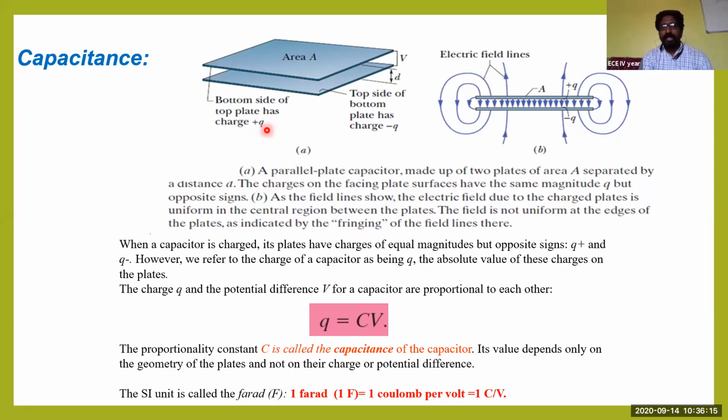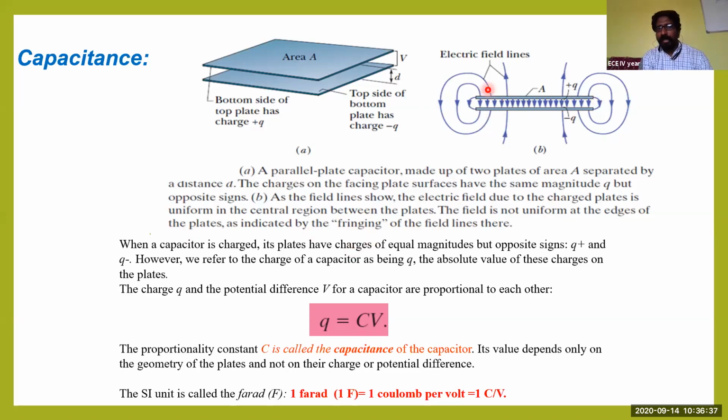So that's the same magnitude but opposite in sign. As the field lines show, the electric field due to the charged plates is uniform at the central region between the plates, and the field is not uniform at the edges, as indicated by the fringes of the field lines here. You can see this one.